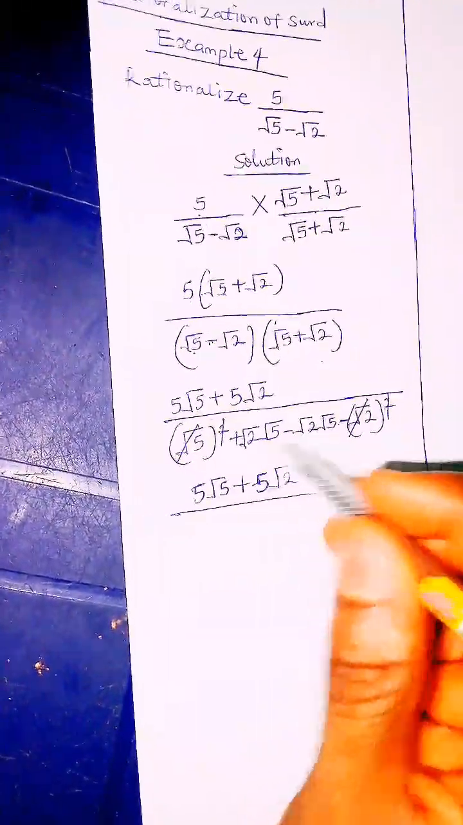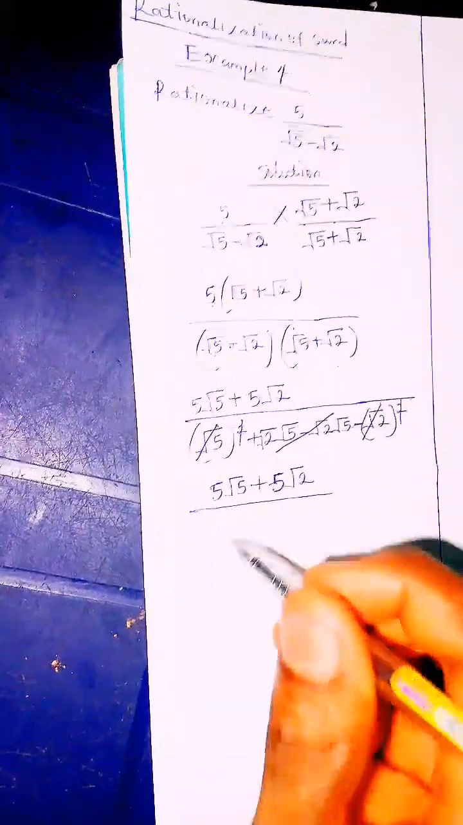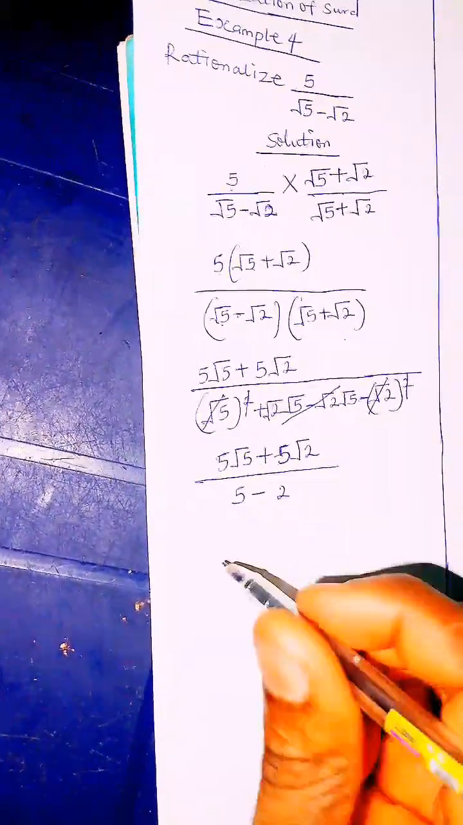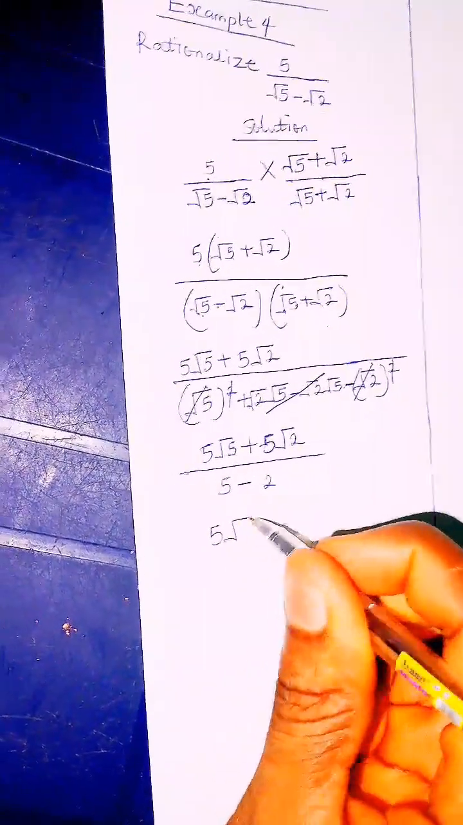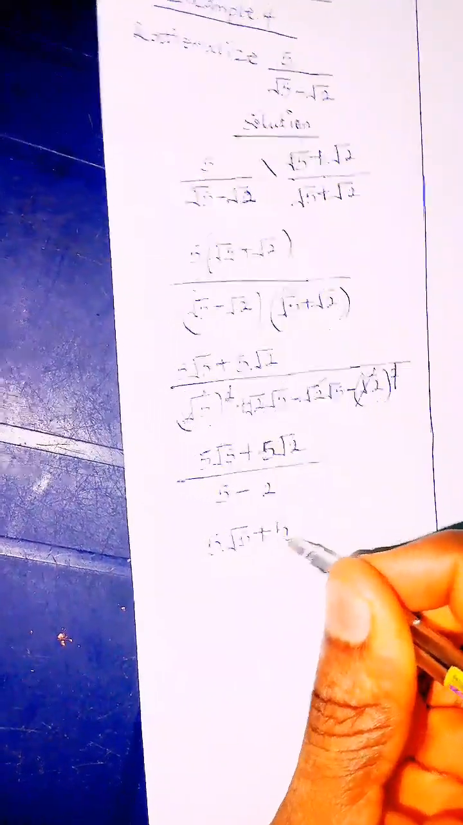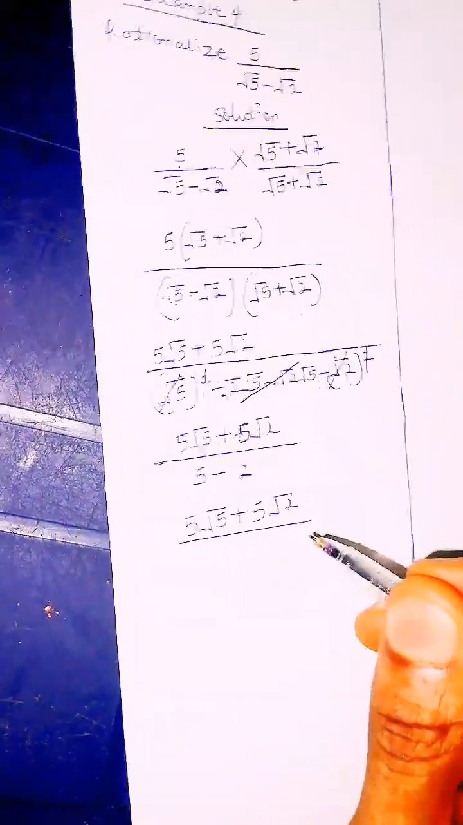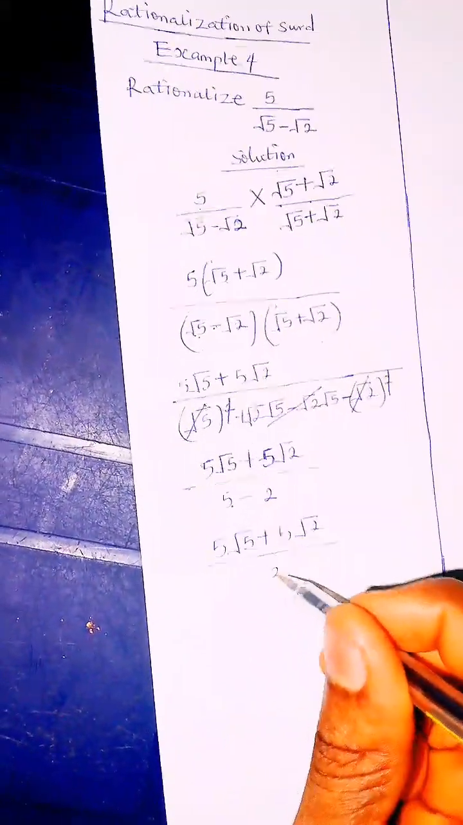Since they subtract each other, they go. So here we have 5 minus what? 2. Such that we have 5 root 5 plus 5 root 2 divided by 5 minus 2, which is what? 3.